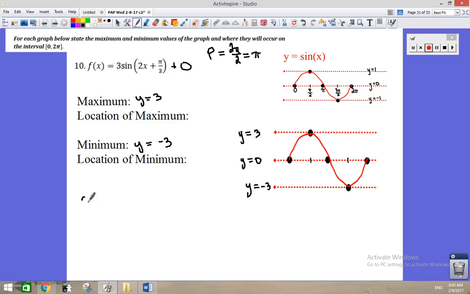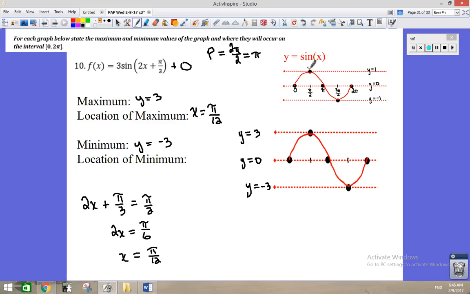Let's take this expression 2x plus pi over 3, and if we replace that with pi over 2, then we know that we would be at a maximum value. So let's solve this equation for x. So if we have pi over 2 minus pi over 3, get a common denominator of 6. So we've got 3 pi over 6 minus 2 pi over 6, and 3 minus 2, we just get pi over 6. And divide by 2, and we get pi over 12. So I claim that the first location is at pi over 12.